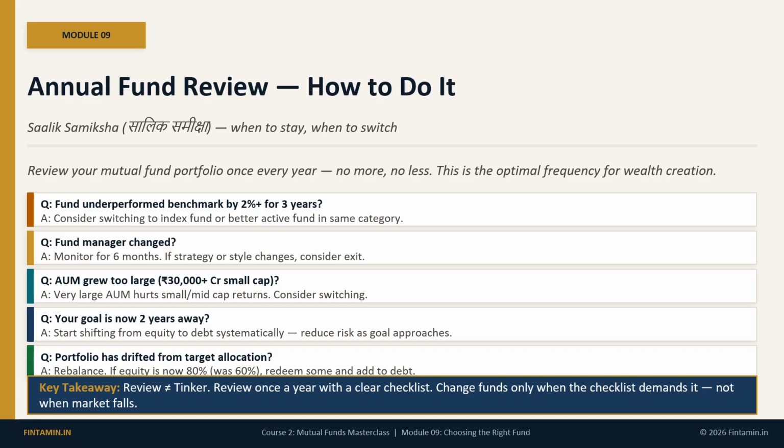Is your goal now only 2 years away? If yes, start shifting from equity to debt. Has your allocation drifted significantly from your target? If yes, rebalance. That is it. Annual review: 5 questions, 30 minutes, and then leave it alone for another year.